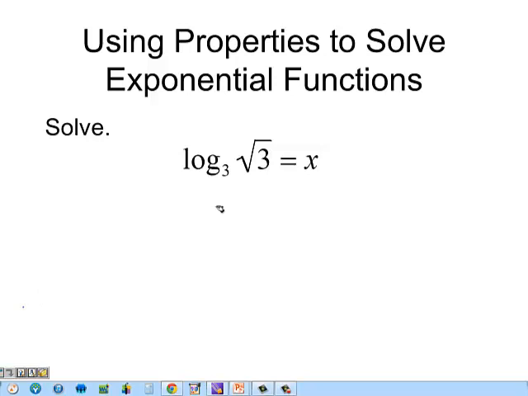Alright, so we're going to do this one here. I'm going to take the antilog, so I get the square root of 3 is equal to 3 to the x, and we know that the square root means a power of a half, so x is equal to 1/2.